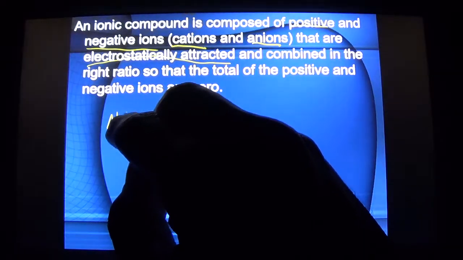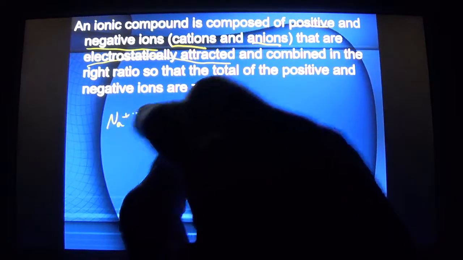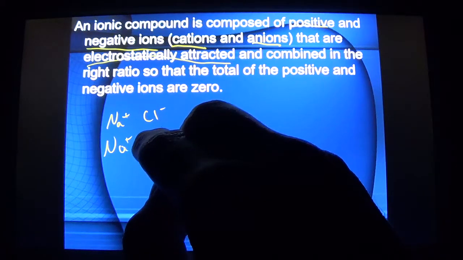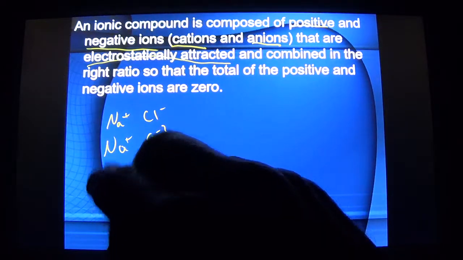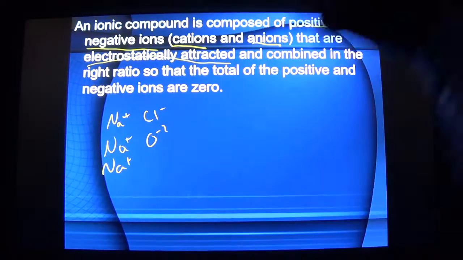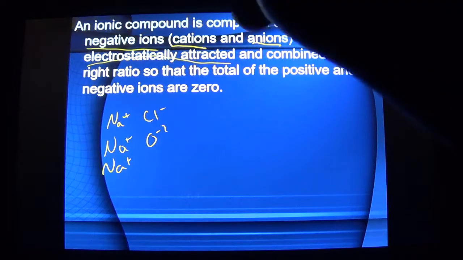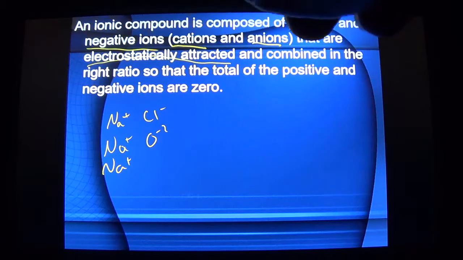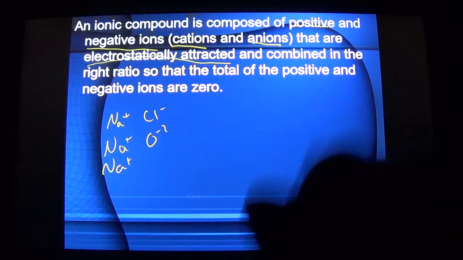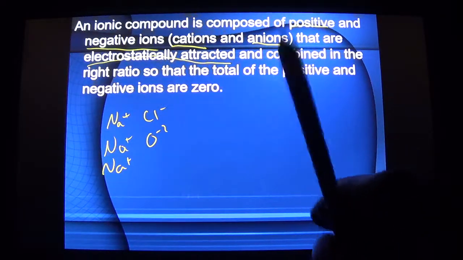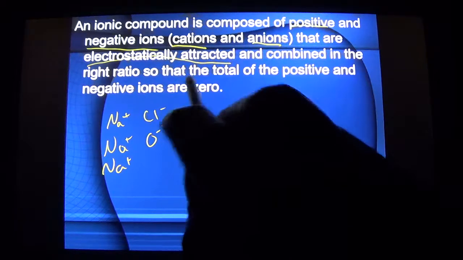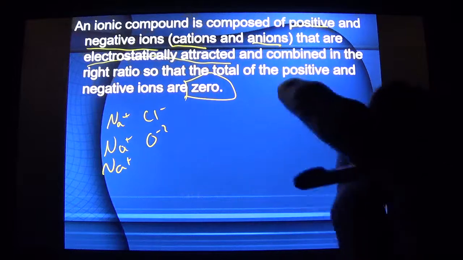So some examples. Sodium's a +1, chlorine's a -1, 1 of each. But sodium's a +1, oxygen's a -2. So it would take 2 sodiums to join with 1 oxygen. Whenever nature has even the tiniest bit of sodium and the tiniest bit of oxygen around, it's got like gazillions of atoms of each of those, so it can work it out just fine. So an ionic bond is made up of positive and negative ions that are electrostatically attracted and total up to 0 charge overall.